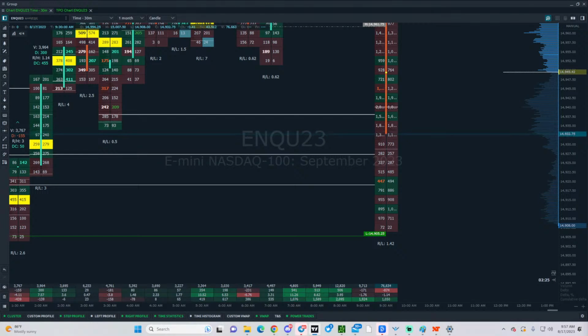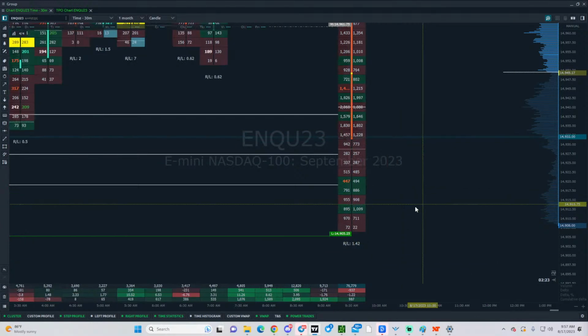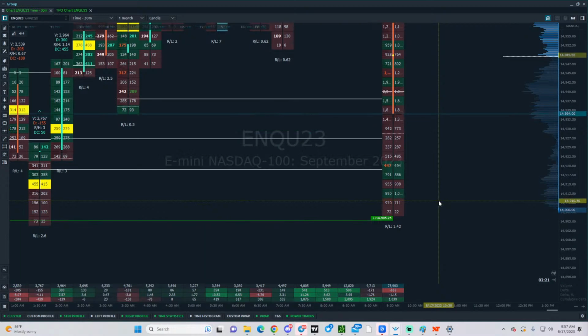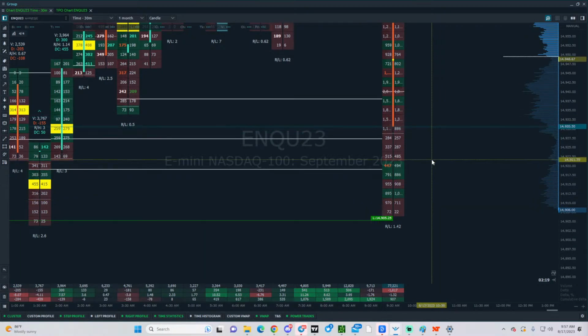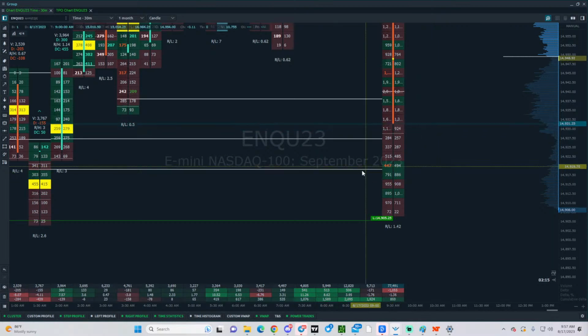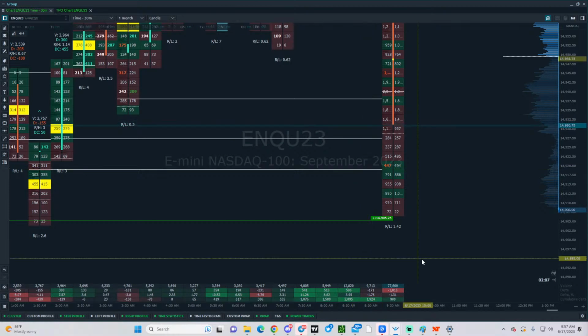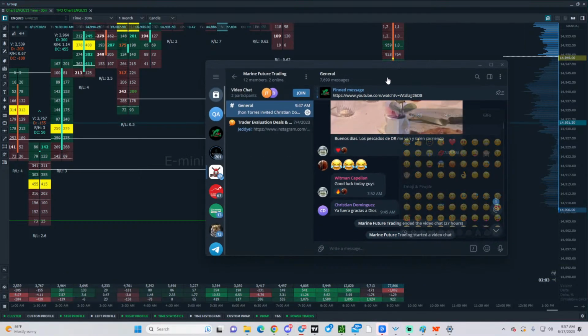Let's see if we can get a little bit of traction here. I try to buy this naked POC here, but because there's only 2 minutes left, I'd just rather wait and see what happens.